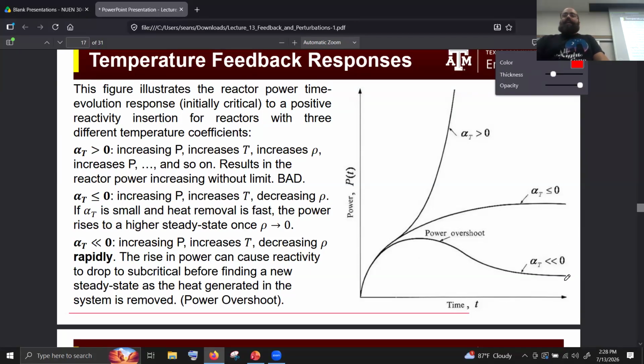And if I have a very negative temperature coefficient, it could cause a power overshoot where my power goes up, but then this increase in power and increase in temperature causes so much negative reactivity to be added that I get a significant drop in my power as a result of that highly negative feedback.